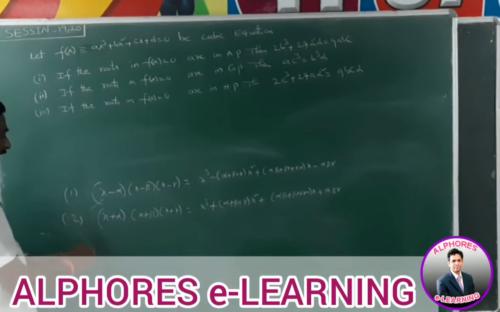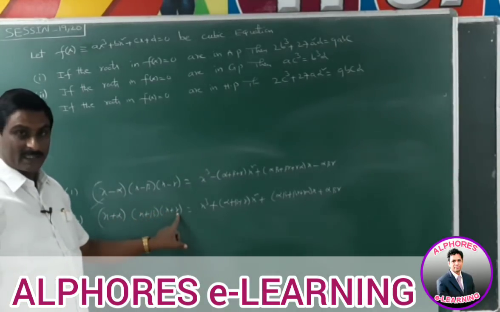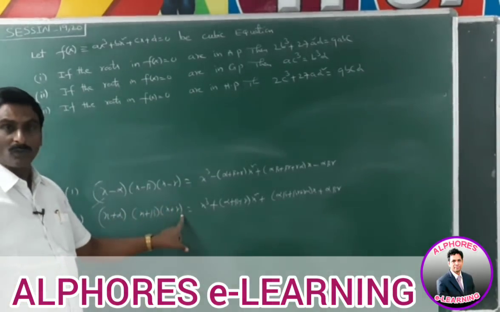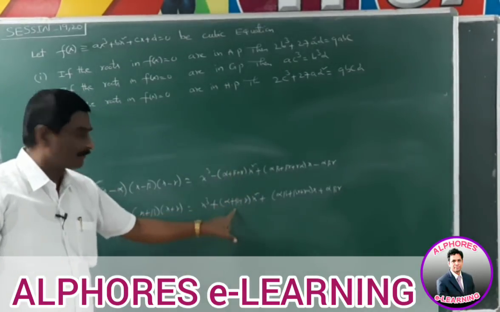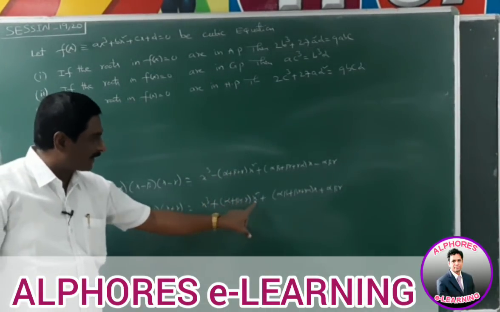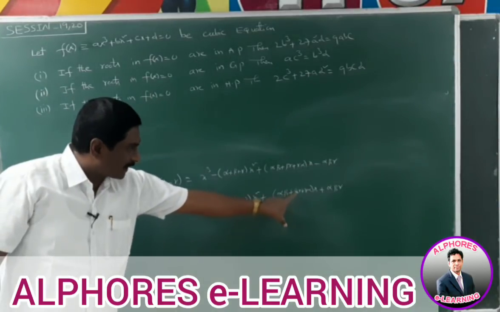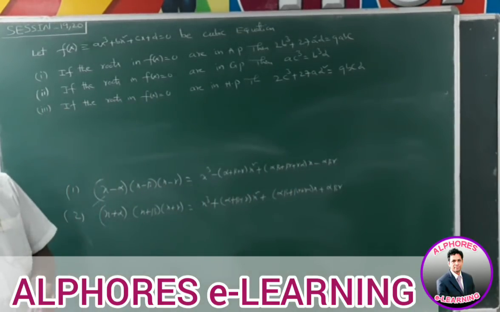Next, second one, x plus alpha into x plus beta into x plus gamma. Here, all the coefficients are positive. So, we get all positive signs, same result. x cube plus alpha plus beta plus gamma into x square plus alpha beta plus beta gamma plus gamma alpha into x plus alpha beta gamma.